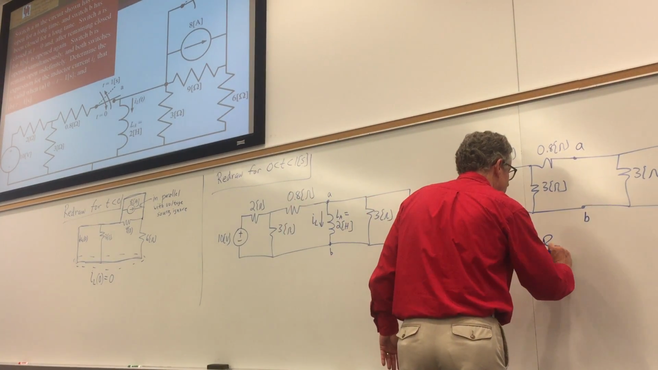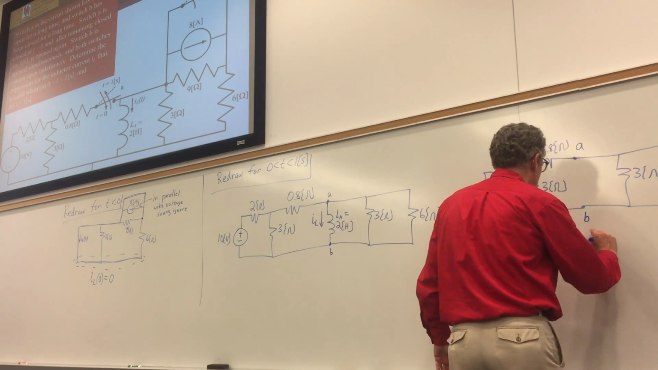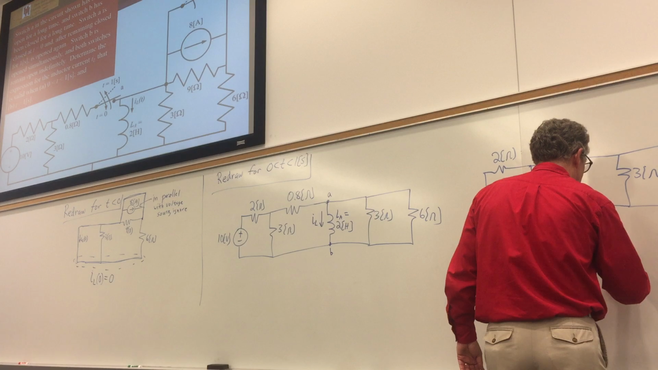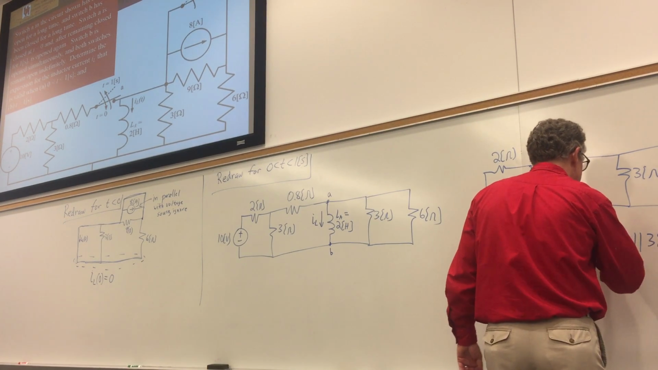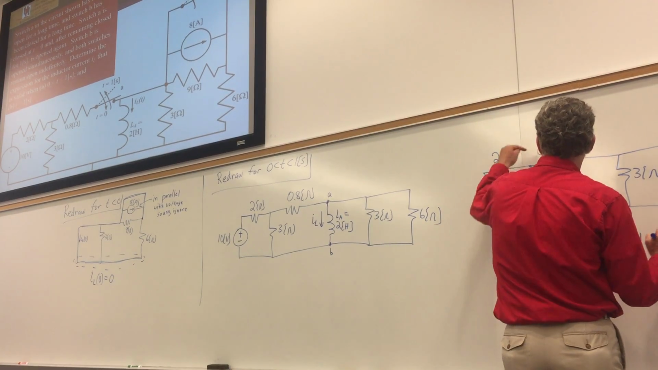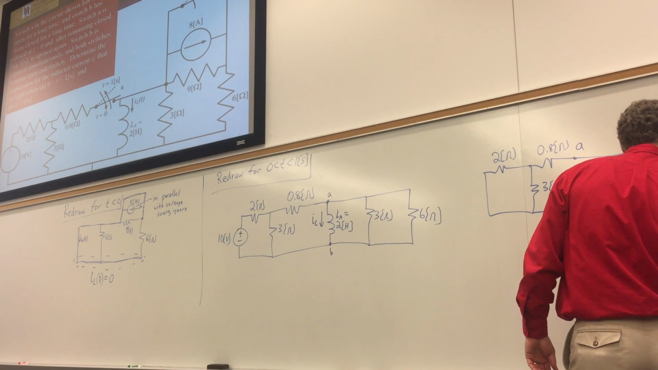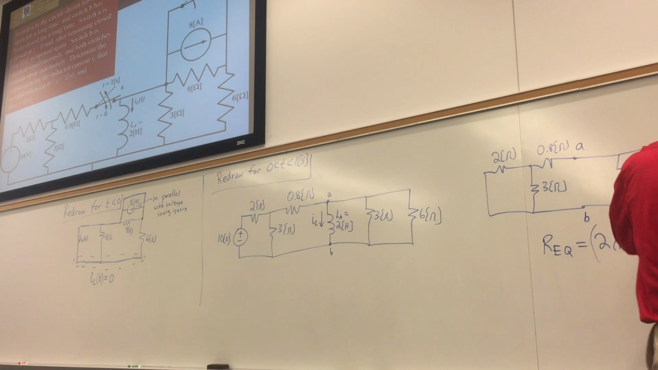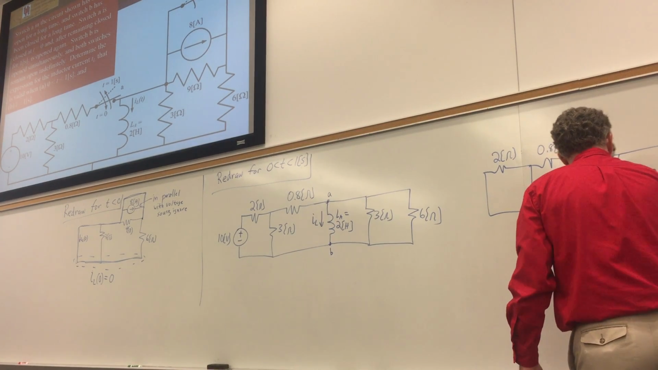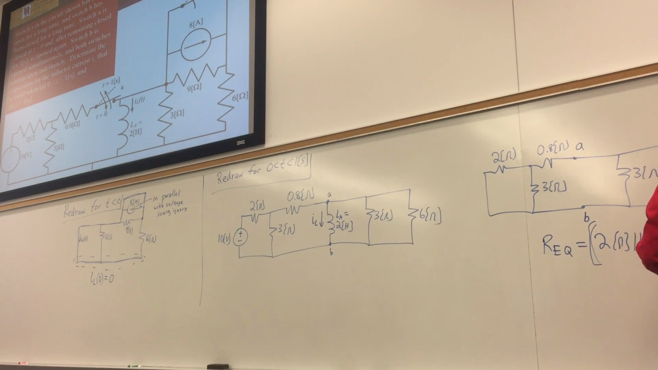I look at this diagram and I can say to myself, those two are in parallel. Which is in series with 0.8. And that's on that side. On the other side, I have 3 ohms and 6 ohms in parallel.